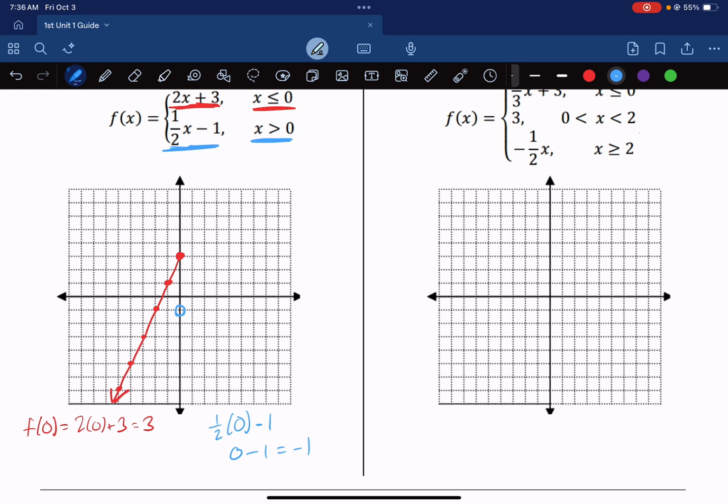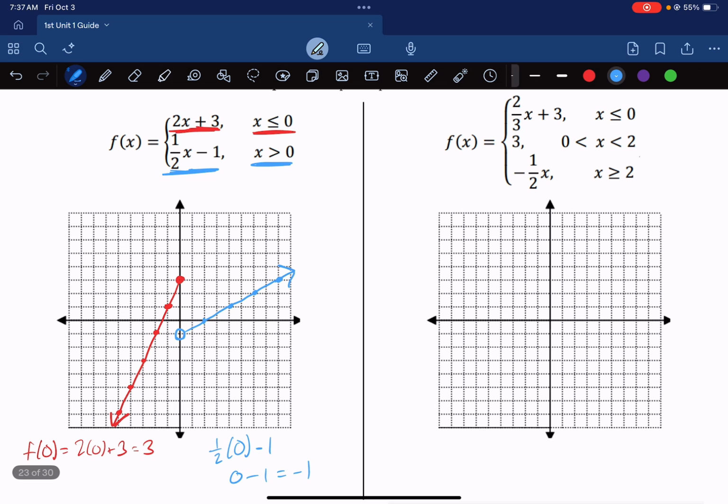And now it's for everything greater than 0, so I'm going to be going to the right, and I'm going to be working with that slope of 1/2. So I'm going to go up 1, right 2, up 1, right 2, and I'm just going to keep going with that pattern. And then you can go ahead and connect that. And there is your piecewise function graph.